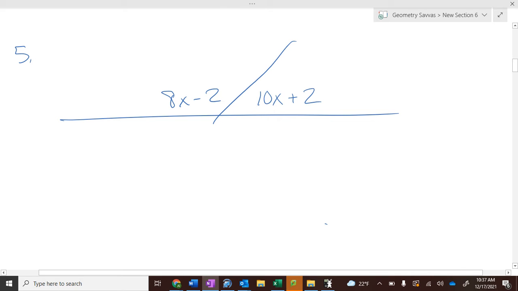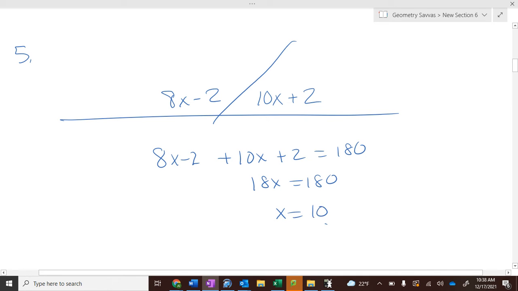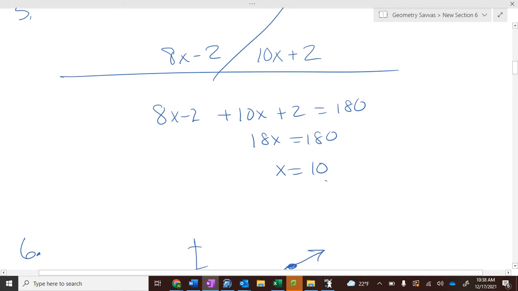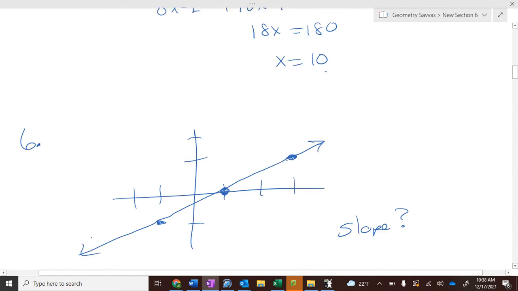Okay, how do we figure out what x is here? 8x minus 2 plus 10x plus 2 equals 180. So 18x equals 180. So x equals 10. So this angle is 78 and this angle is 102.